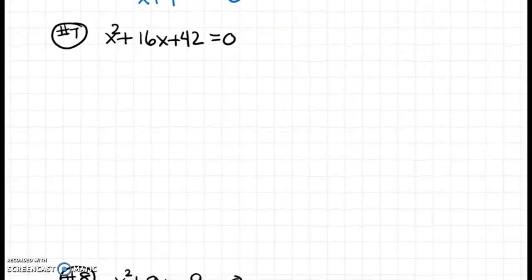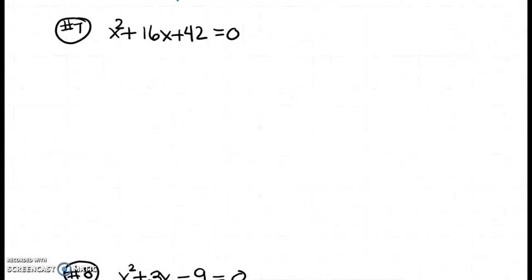All right, so now let's do our next example. So we're going to do it the same way. We're going to get rid of our constant, our number 42 here. We got to move it to the other side.